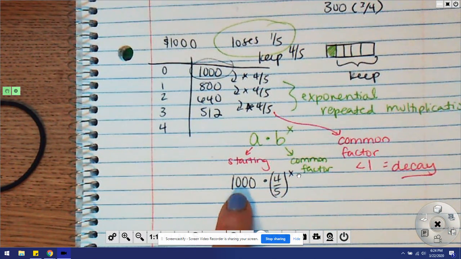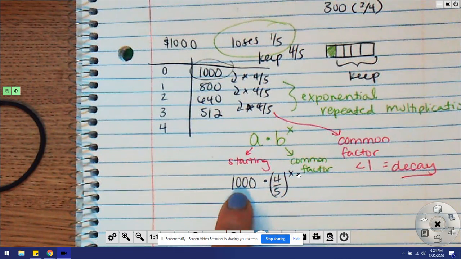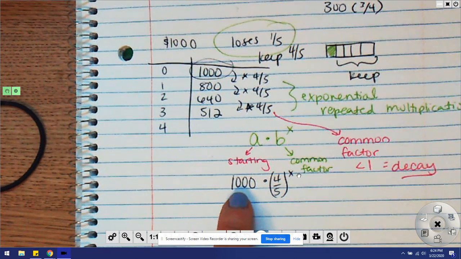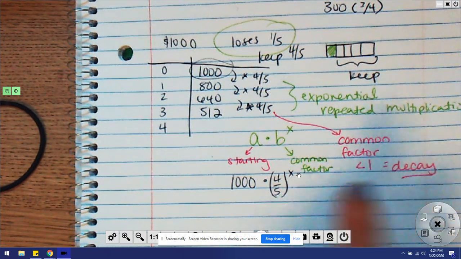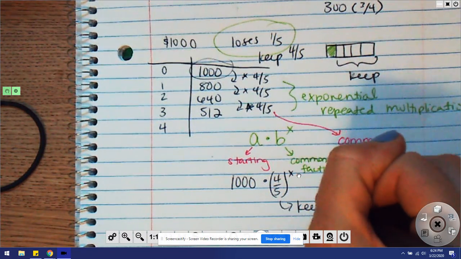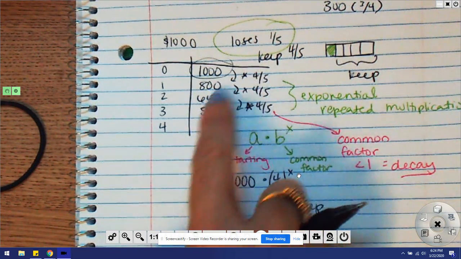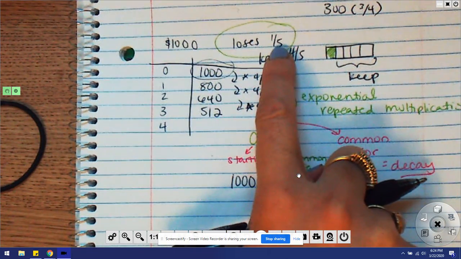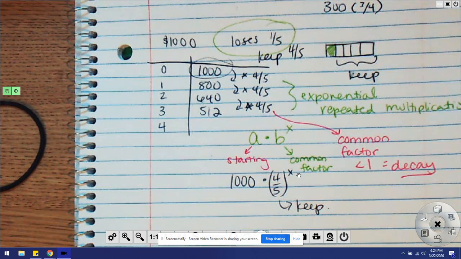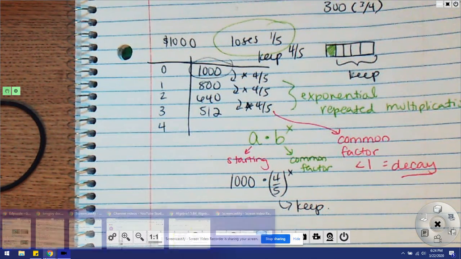What does the 1,000 mean? Well, it means that my computer started with $1,000 value. What does the 4/5 mean? The 4/5, I only get to keep 4/5 of its value every year. It is decreasing by 1/5 of its value every single year.